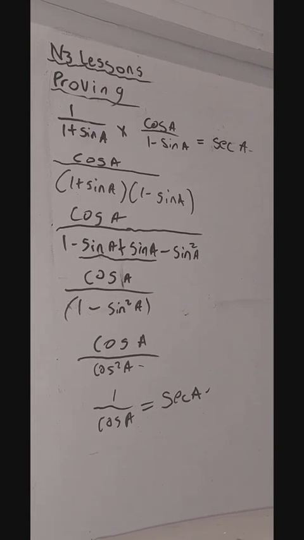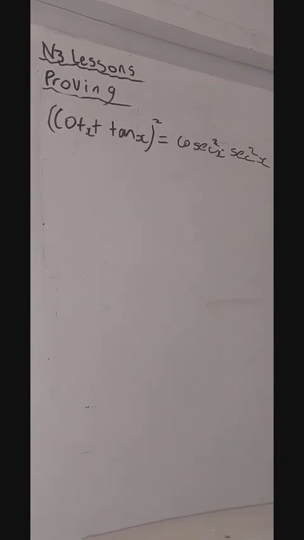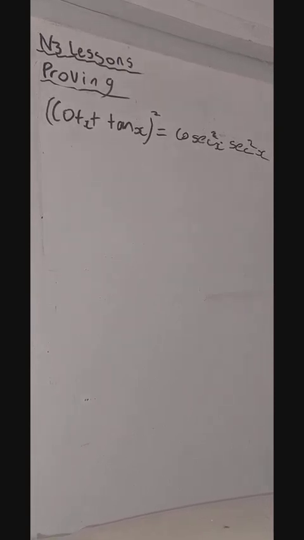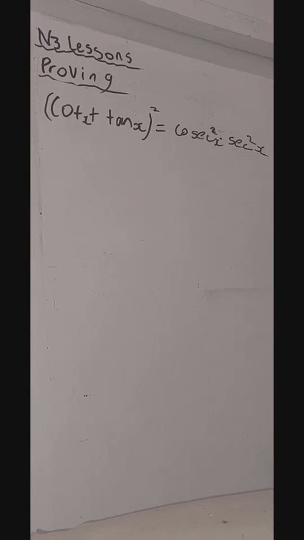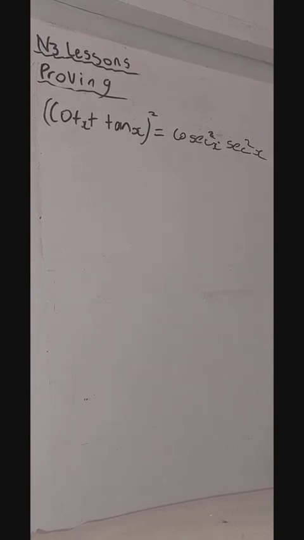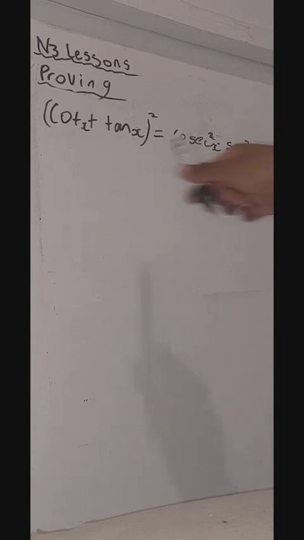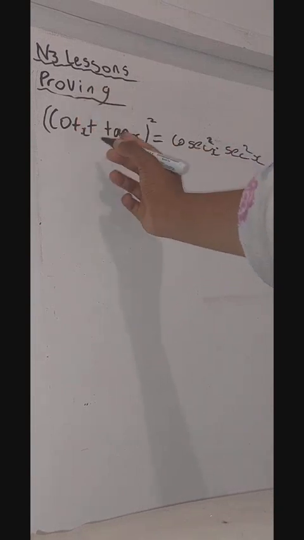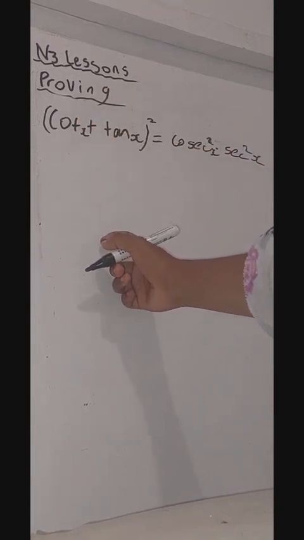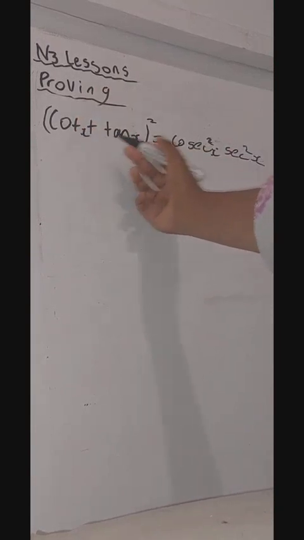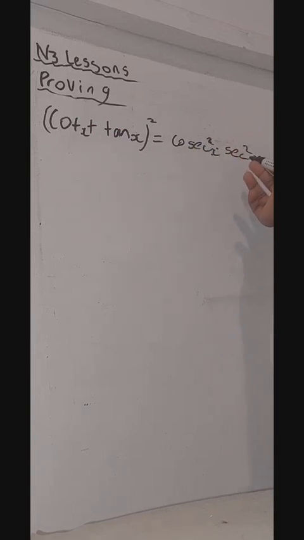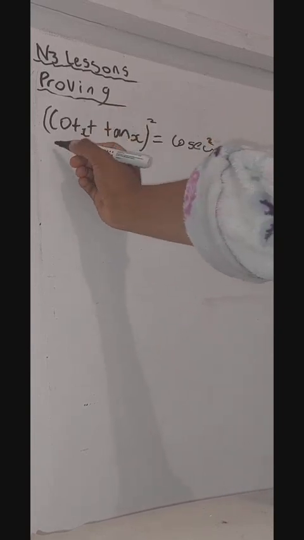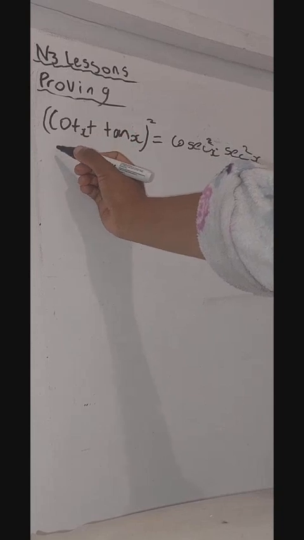Let's continue. So cot squared x plus tan squared x is equal to cosec squared x times sec squared x. How can we solve this? It's addition here, guys. Okay, let's write down what we know, right? Cosec is 1 over sine, sec is 1 over cos. Okay, so from here, we know that this is equal to what?